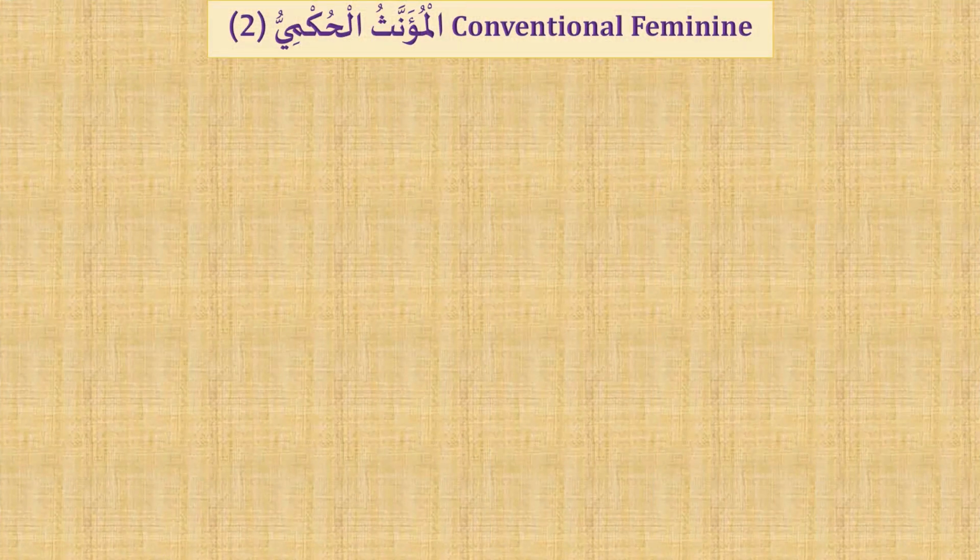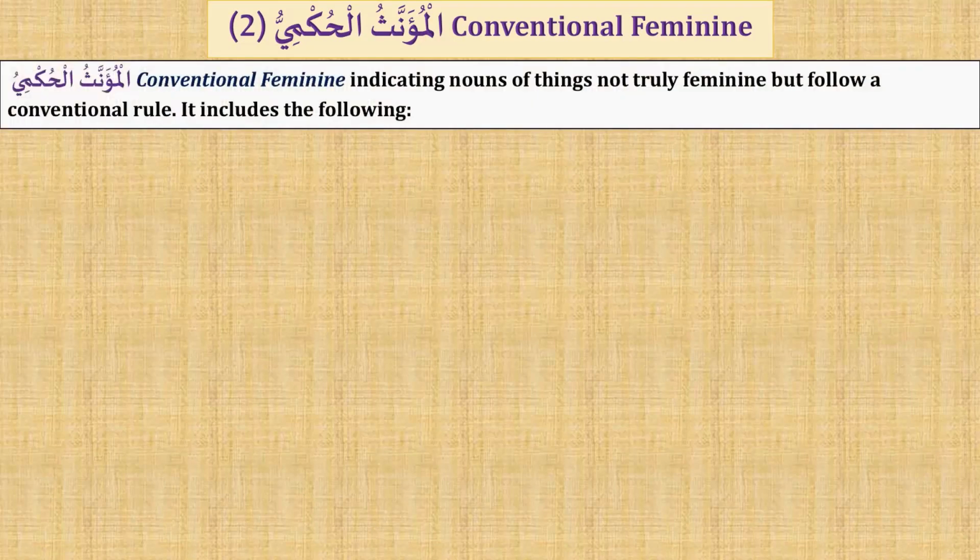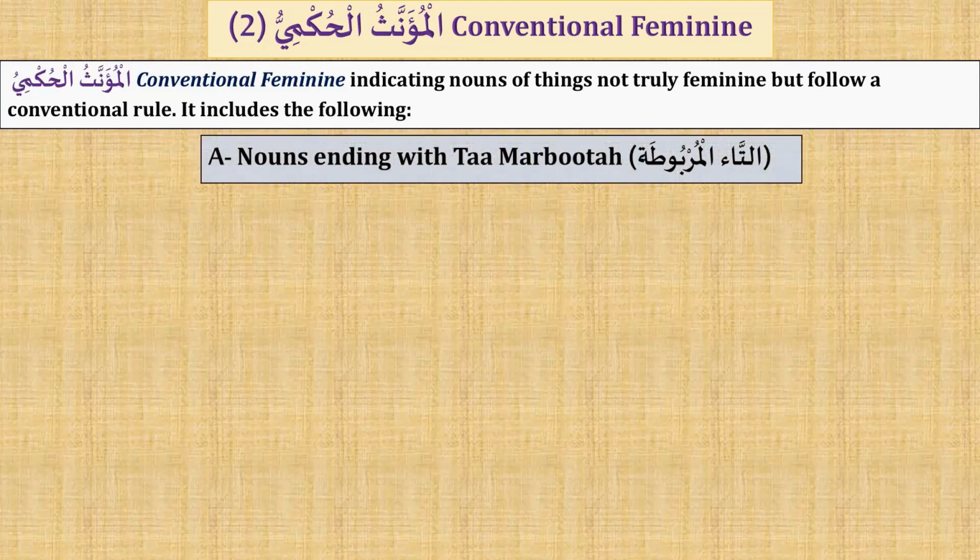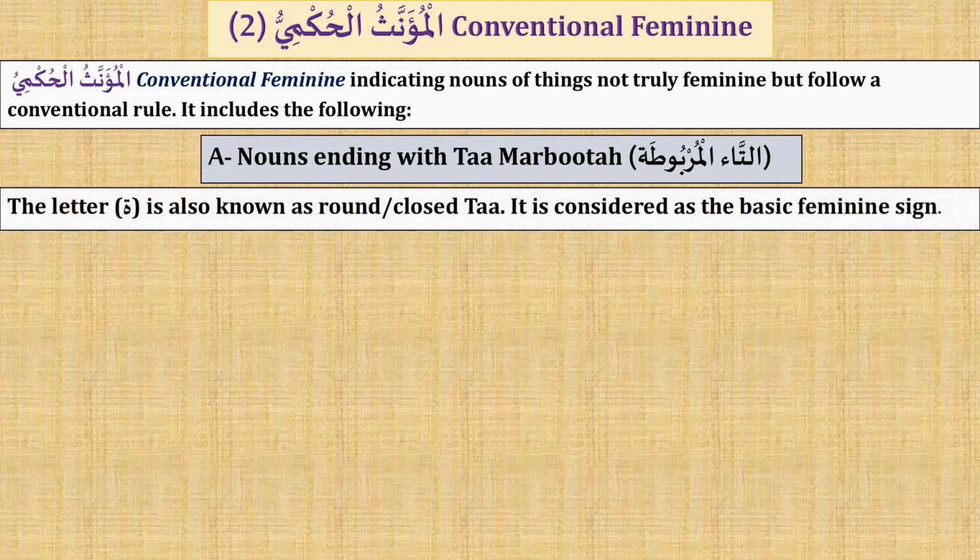The second type of muannath, al-muannath al-hukmi, conventional feminine, indicating nouns of things not truly feminine but follow a conventional rule. It includes the following. First one, nouns ending with ta marbuta, closed ta. The letter ta is also known as round or closed ta. It is considered as the basic feminine sign.